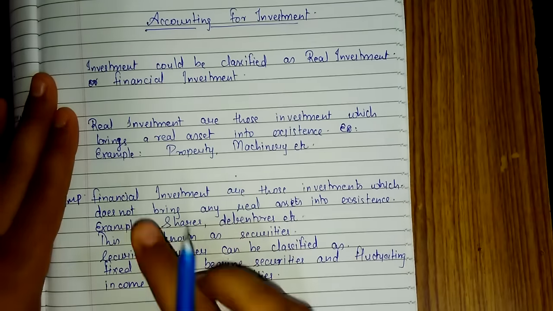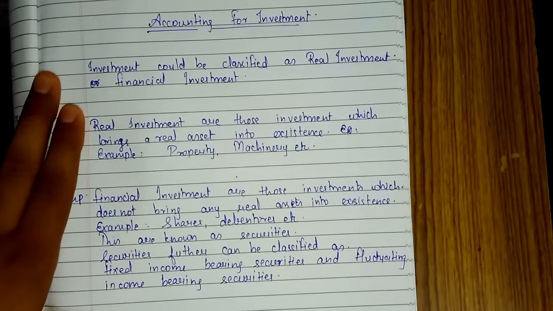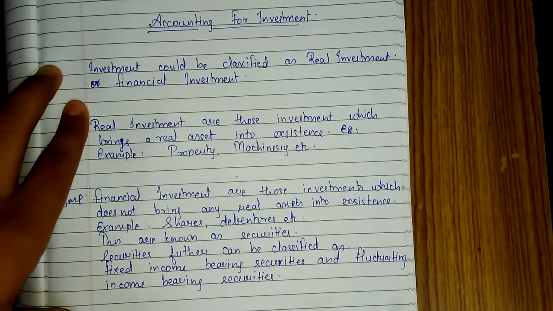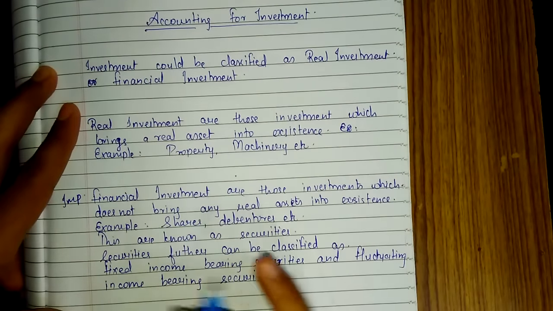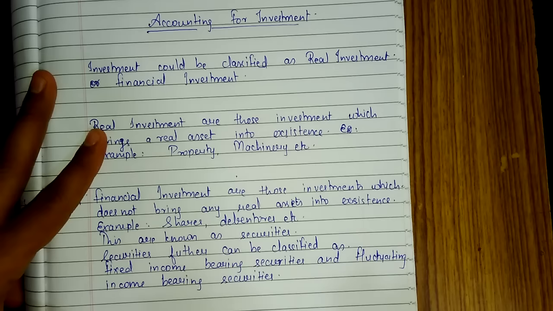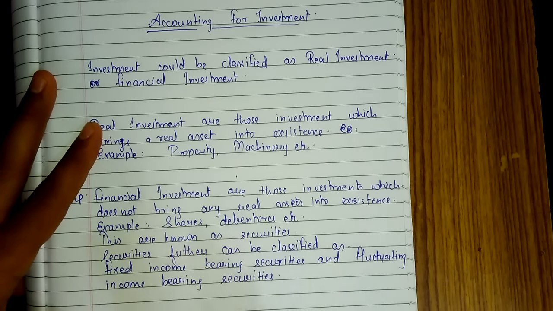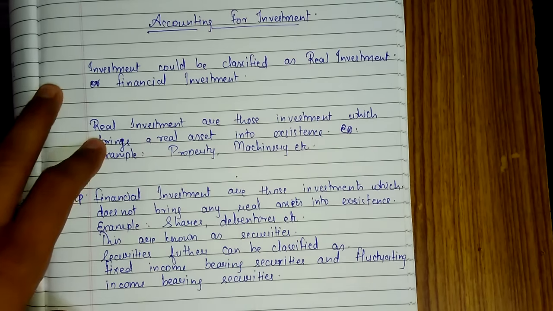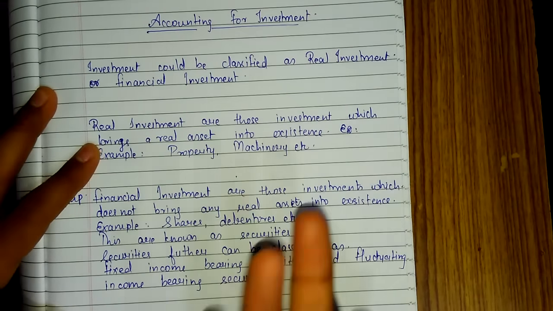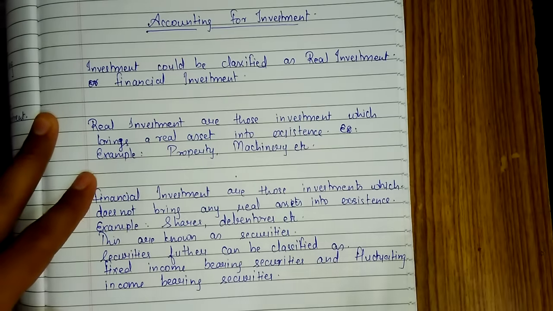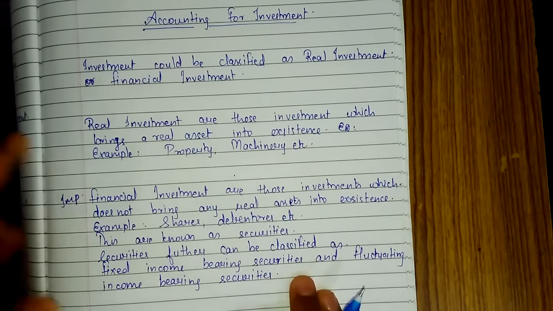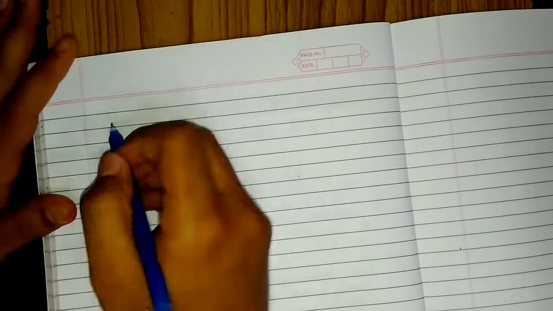So financial investments are those investments which do not bring any real assets into existence. Example, shares, debentures, etc. These are known as securities. Shares and debentures are known as securities. Securities further can be classified as fixed income bearing securities and fluctuating income bearing securities. So what do fixed income bearing securities mean and what do fluctuating income bearing securities mean, we'll be learning now. So let's start with fixed income bearing securities.